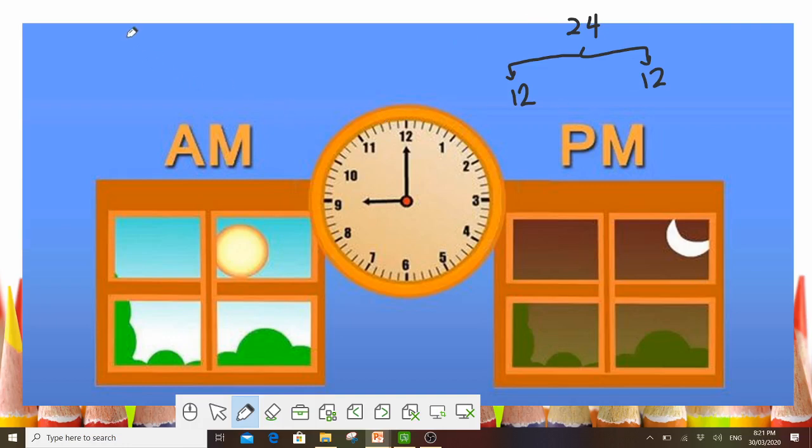You have to know that when the time is 12 o'clock, if the 12 o'clock is at daytime, here daytime, and here 12 o'clock at night time.